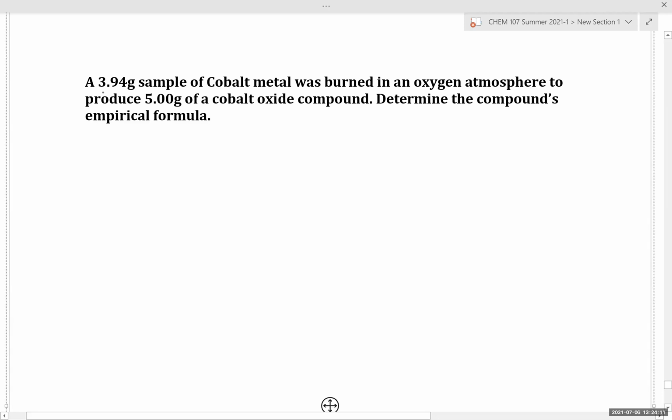So we have a 3.94 gram sample of cobalt metal that was burned in the presence of oxygen to produce 5 grams of a cobalt oxide compound. Given this information, I'd like us to calculate the compound's empirical formula. So as we work through this example, I'd like us to share our responses in the chat, verbally, or annotate it on the class whiteboard. And I really find breaking things into steps can help make things easier.